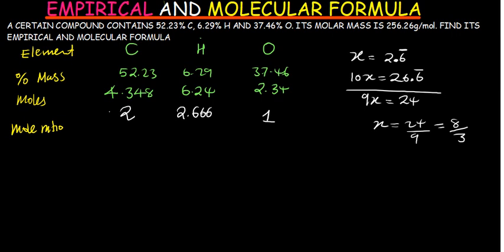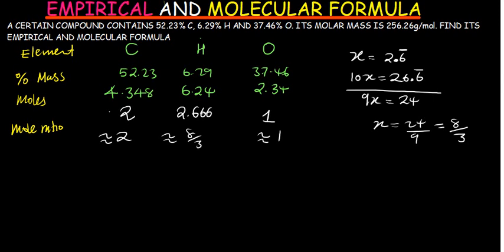So instead of writing a decimal, I mean rounding off to 3, I will not round off. I'll write it as 8 over 3. And so let me put here 2, 8 over 3, and then this is a 1. These are special cases where you don't need to round off. Special cases, don't round off.